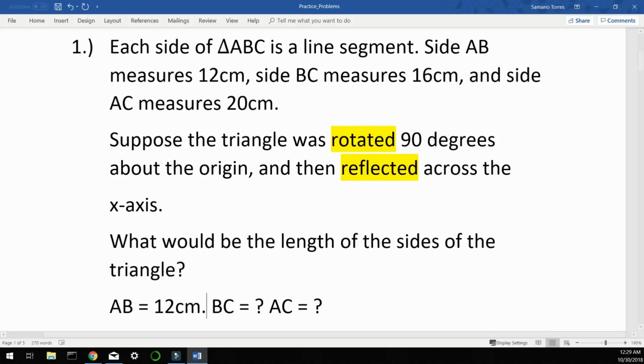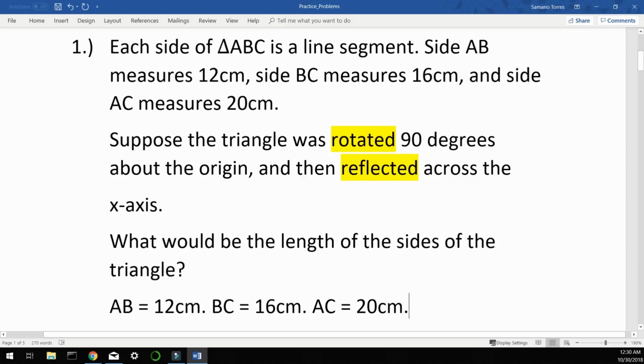Same thing for BC. BC was what starting out? 16 centimeters. What did we do? We just rotated and reflected. That's not going to change the length of the side. So BC is going to stay 16 centimeters. How about AC? They told you AC measures 20 centimeters, but that doesn't matter because rotations and reflections don't change the length. So you just get 20 centimeters again. And that's it. It's that simple.